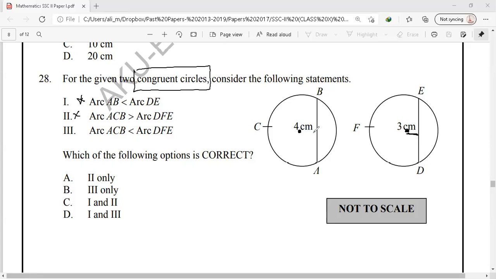The greater the chord, it will be towards the center of the circle, and the major arc will be smaller. And smaller the chord, as we can see in the second circle, smaller the chord, it will be further away from the center of the circle, and the major arc formed by that chord would be greater. So this condition is true in which the major arc in the first circle is less than the major arc in the second circle. So the correct option in question number 28 is only the third condition, that is true. So option B is the correct answer.